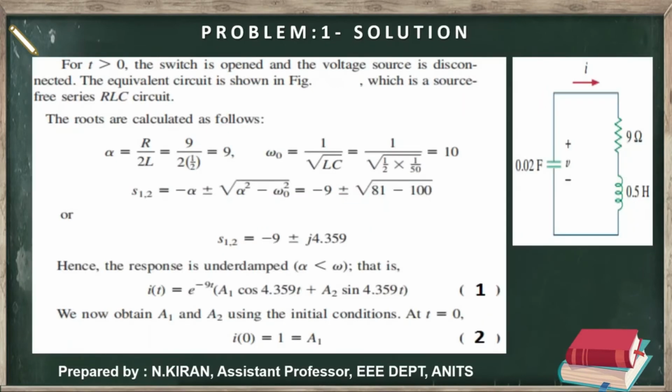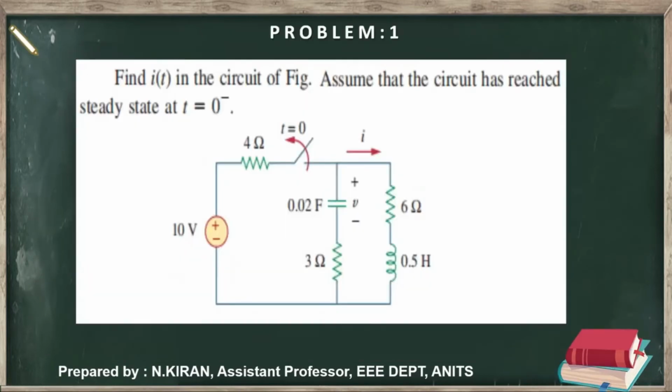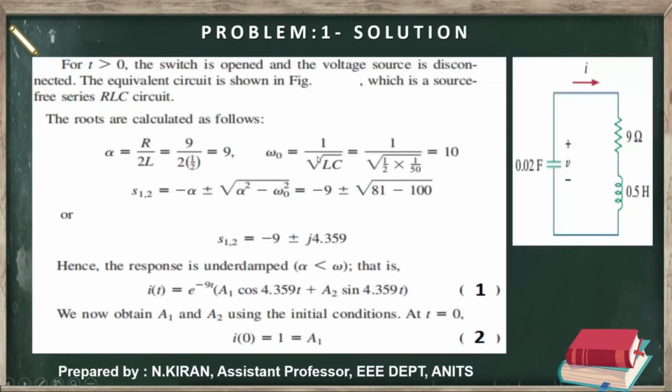So for t greater than 0, as you can see, this circuit will not be connected since the switch will be open. So I will be left with only a source-free series RLC circuit. In that case, let us find the values of alpha and omega naught.